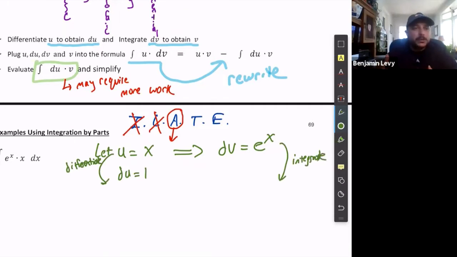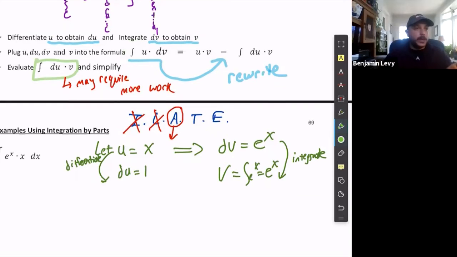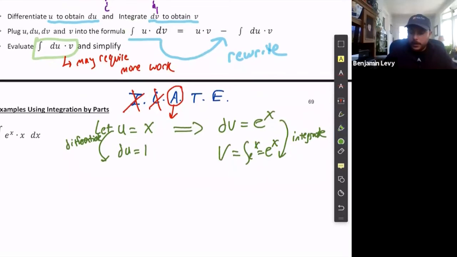Remember, d means derivative. So if we want v, we want to integrate. And in this case, it just stays the same. And now we have all the components of the thing I'm about to circle here in green, right? We have all the things inside that box. We have u, we have dv, we have v, we have du. And we can plug it in, and you'll see we get something that we can actually work with.